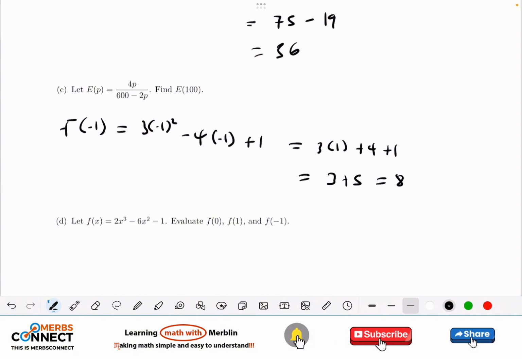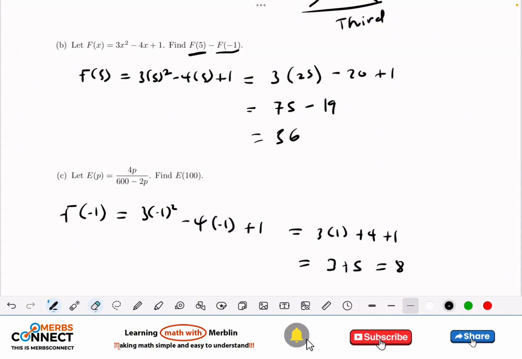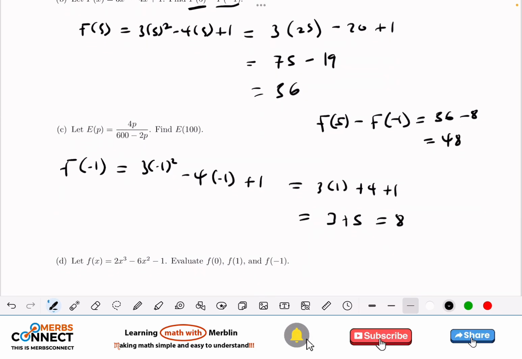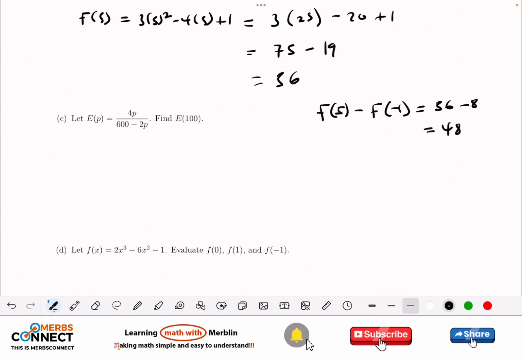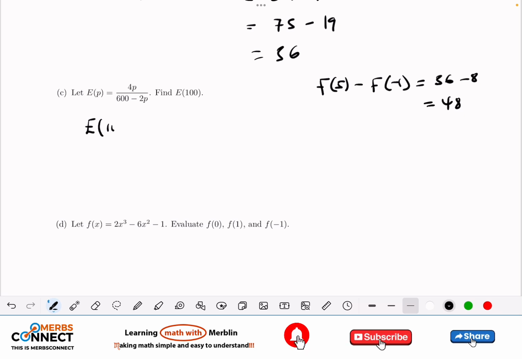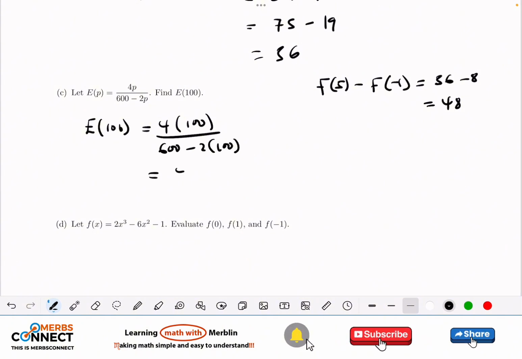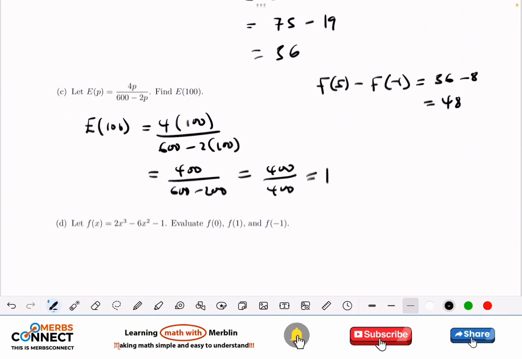Is that right? Yes. So now what we need is f of 5 minus f of minus 1, which is f of 5 is 56 minus 8, and this is going to give us 48. So that will be the result for that one. Now let's look at this one. This one we need e of 100, which will be equal to 4 times 100 divided by 600 minus 2 times 100. And this is going to be 400 divided by 600 minus 200, which will be 400 divided by 400, which is equal to 1. All this thing we are going to get 1.